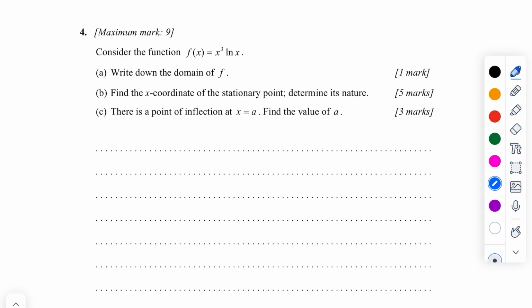Question number 4. Find the domain of f. So we know that ln is only possible for a positive number. So x should always be greater than 0.